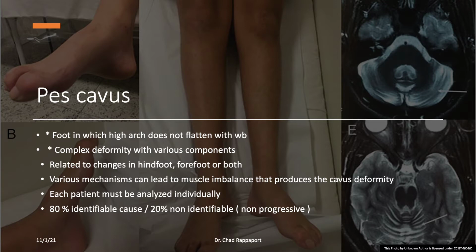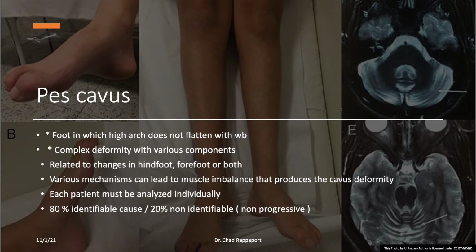Pes Cavus describes a condition of the foot in which a high arch does not flatten with weight bearing. It's a complex deformity with various components, and the deformity can be related to changes in the hindfoot, the forefoot, or both. There are various mechanisms that can lead to the muscle imbalances that produce the cavus deformity. Because the underlying cause of this muscle imbalance and deformity can vary, each case should be analyzed individually, with specific attention to the anatomic structure of the bones, the strength, weakness, or spasticity of the muscle tendon units, and any soft tissue contractures.